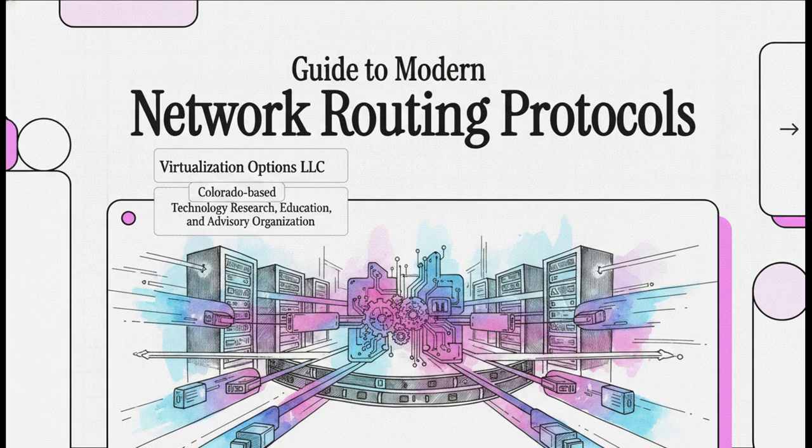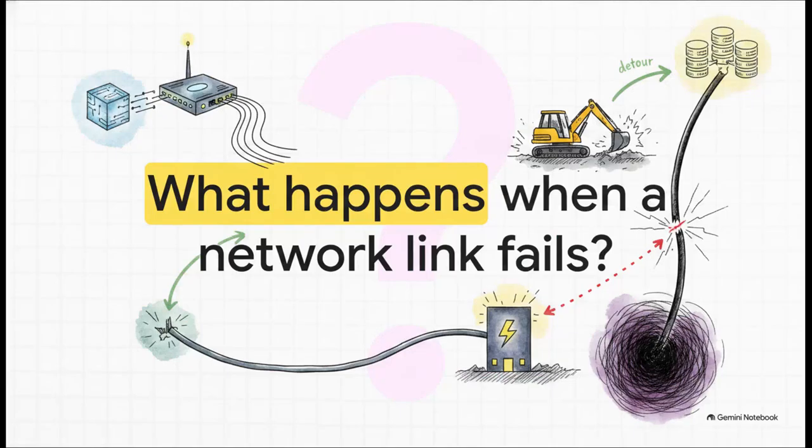In this chapter, we're pulling back the curtain on exactly how the unseen decision-making engine of the Internet actually makes its choices. You know, most of us just expect the Internet to work, right? But underneath it all is this massive, high-speed system, and we're going to explore exactly how it ticks. So let's start here. What happens when a network link fails?